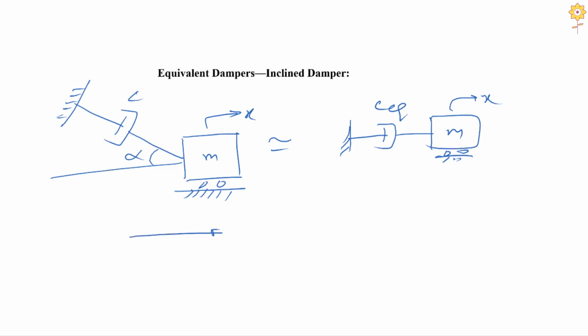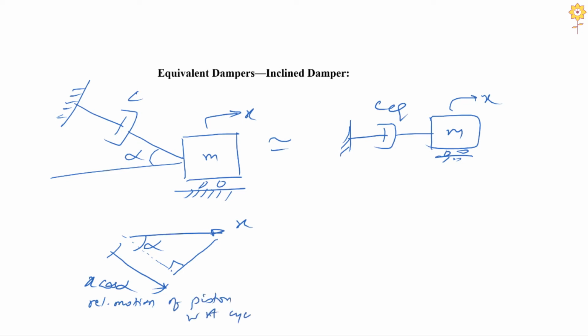Initially I have the displacement of the mass, and I take the component of this displacement along the direction of the damper axis. This happens to be alpha again, so this becomes x into cos alpha. That is nothing but the relative motion, or relative displacement, of the piston with respect to the cylinder of the damper.